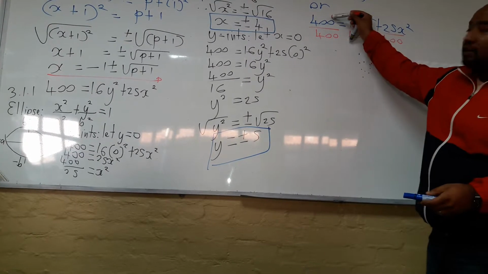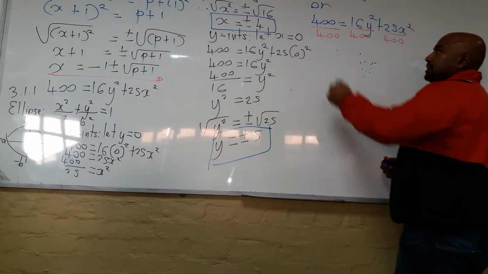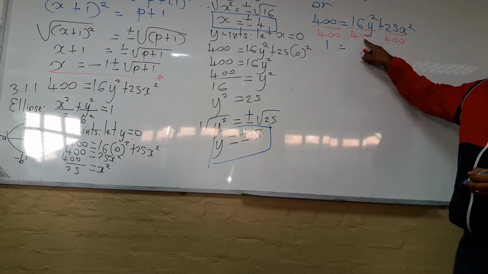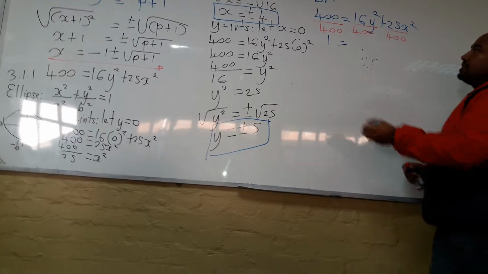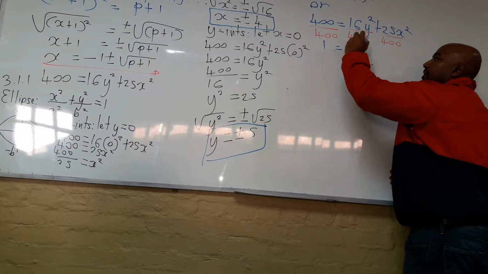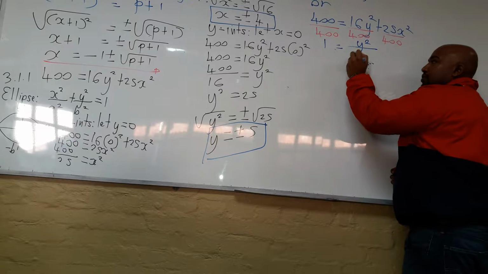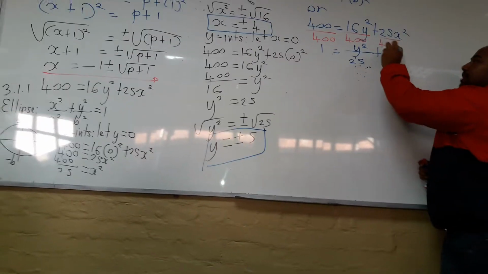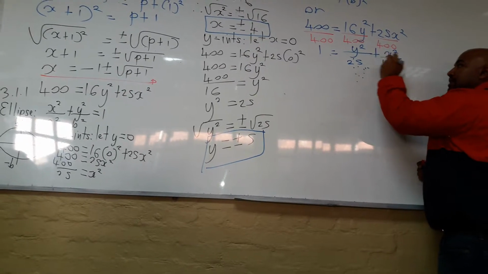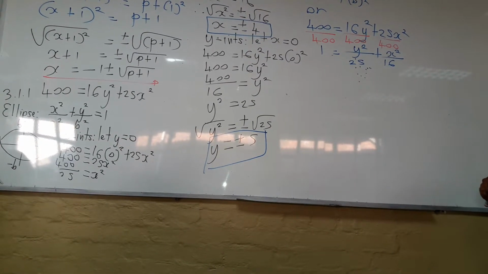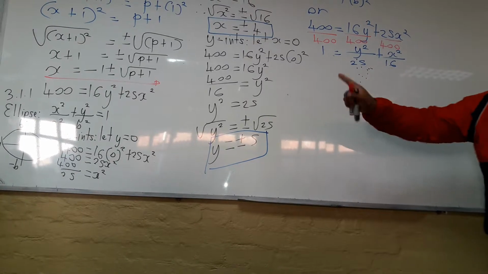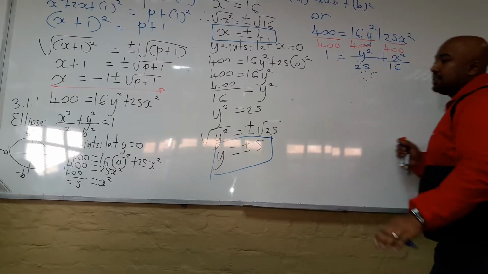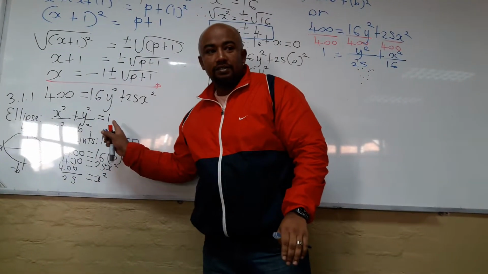So what will happen here? 400 divided by 400, that will be 1. Then you got 16 divided by 400 there, which we just worked out. 16 divided by 400, that will be y squared over 25 there plus 25 divided by 400, that will be x squared over 16. Okay, I think this is much faster than working out x-intercepts and y-intercepts. Can you see that? So let me just rewrite it in order here.